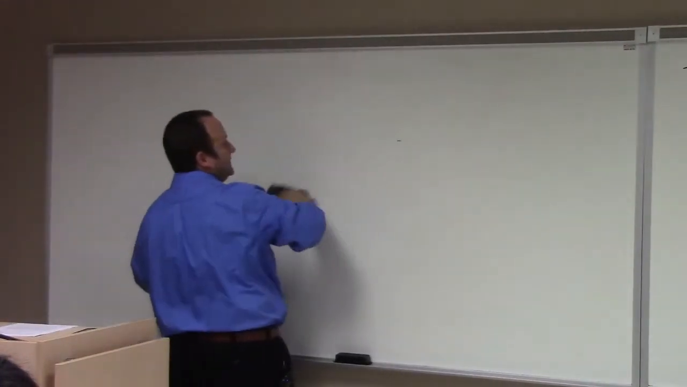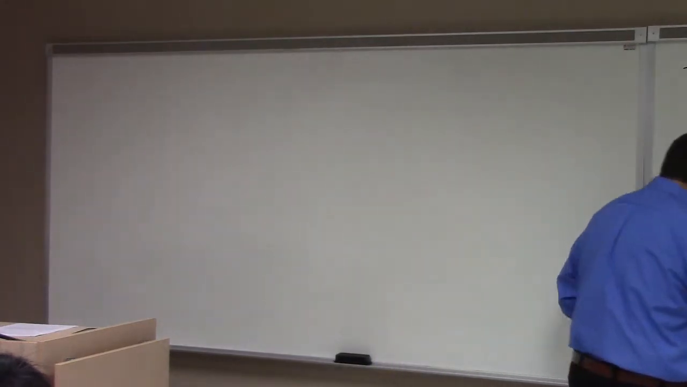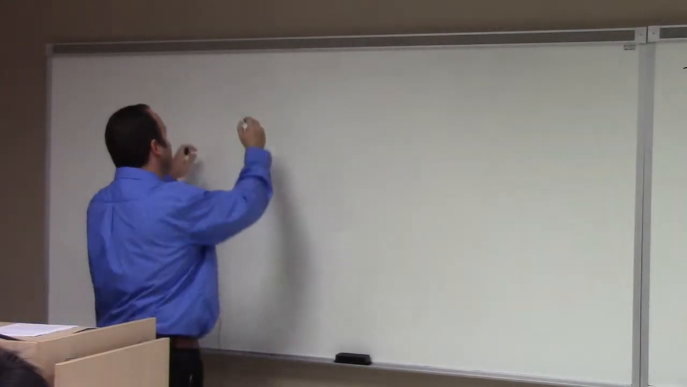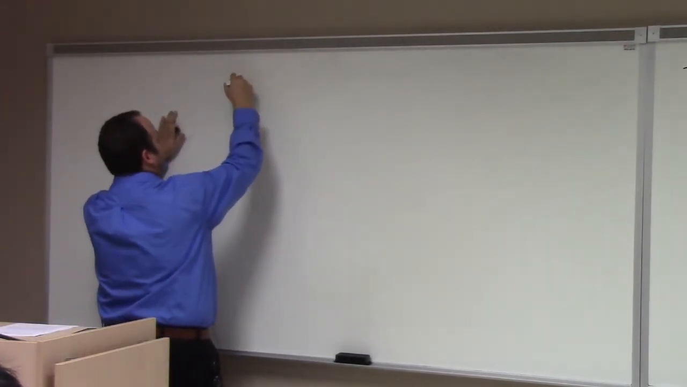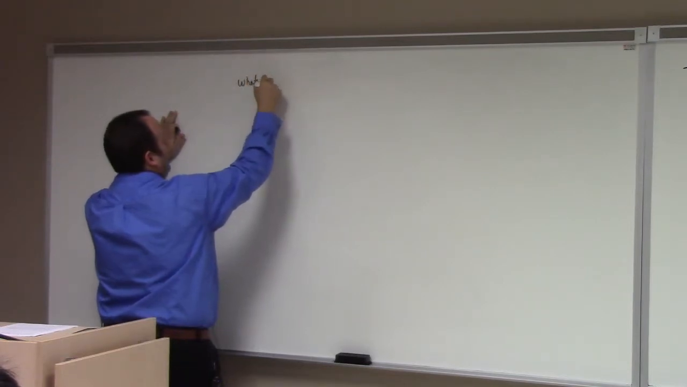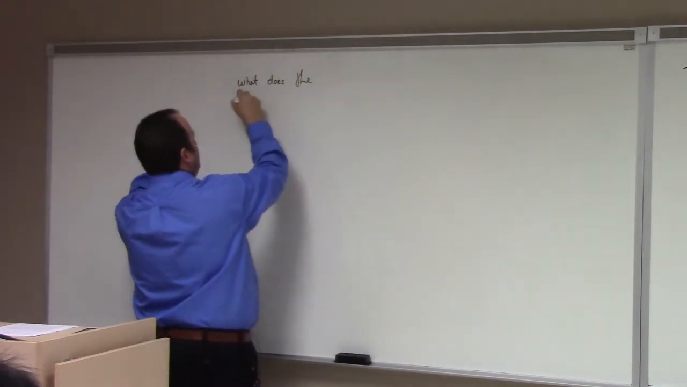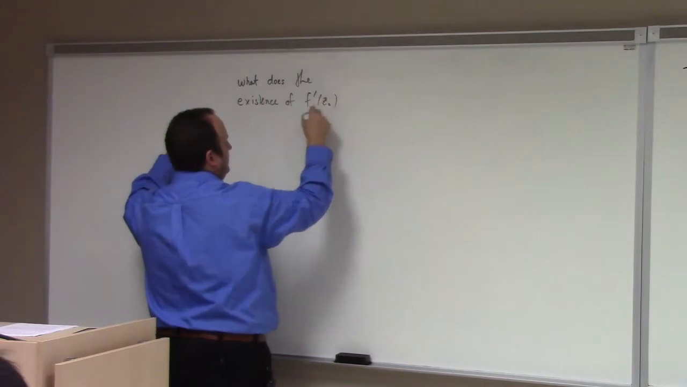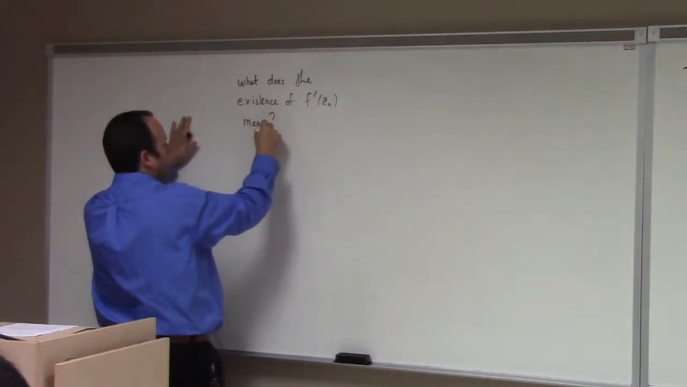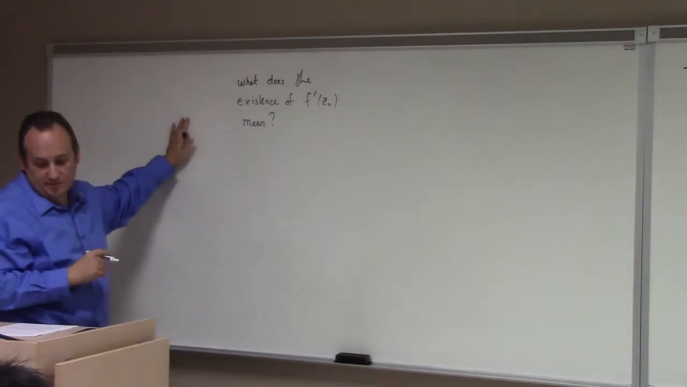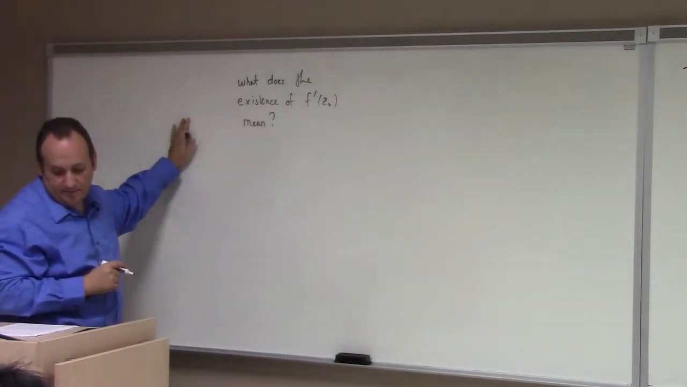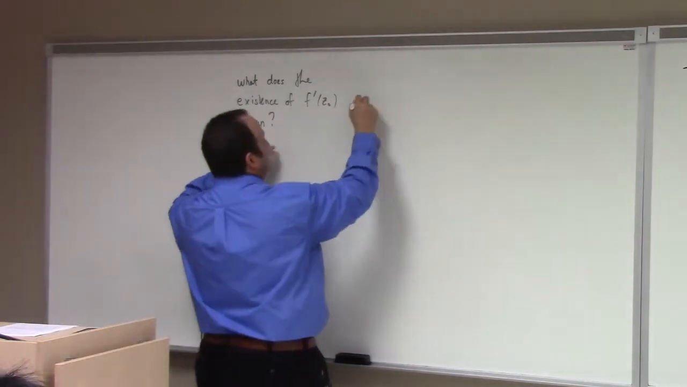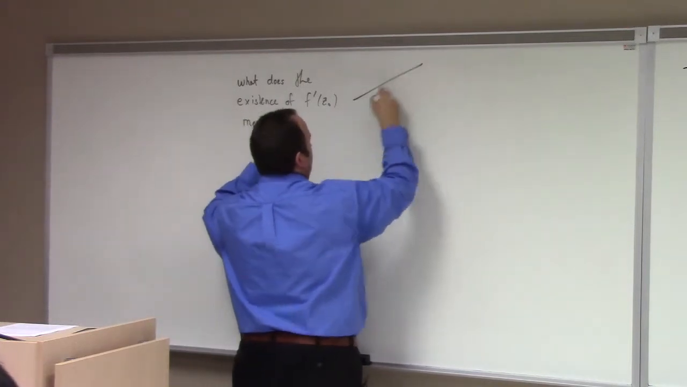So there are three things I want to share with you today about the importance of a function being complex differentiable. All right. So what does complex differentiability get for us? What does the existence of f prime of z naught mean? There are three different answers. Tied to this, there are three discussions I want to have with you today.